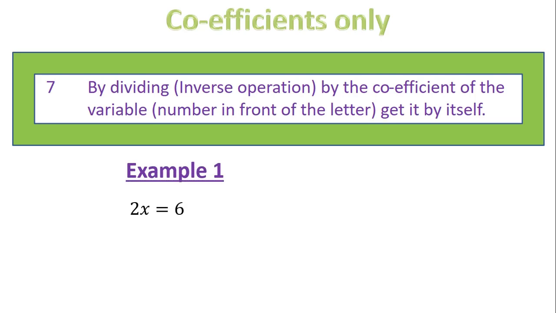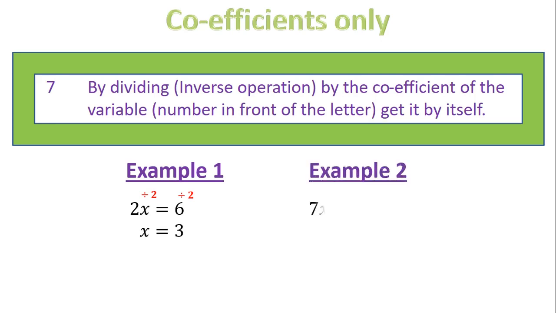2x equals 6. So, by dividing by the coefficient, so in this example, it's 2. 2 is the number in front of the variable or the letter. So we divide both sides by 2. So 2x divided by 2 gives me x, and 6 divided by 2 gives me 3.